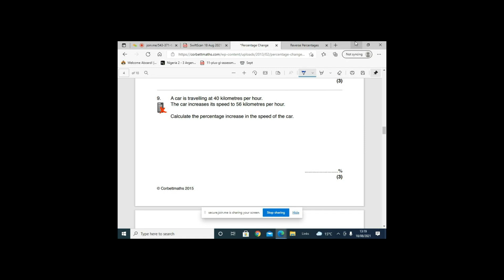So the difference between the two amounts is 16, isn't it? Yes. And then you have to divide it by 40. Yeah, 40 is the original amount. So you have to divide by 40. Yeah. So 16 divided by 40.